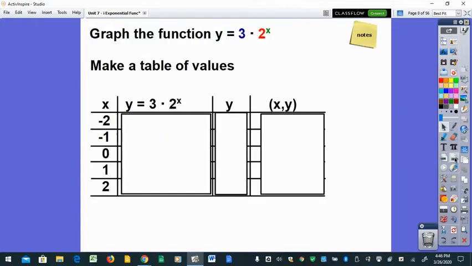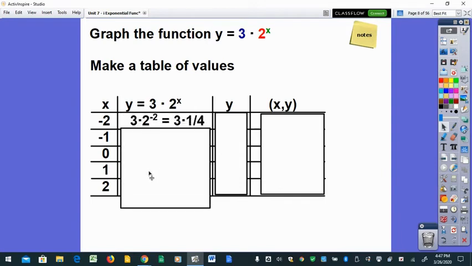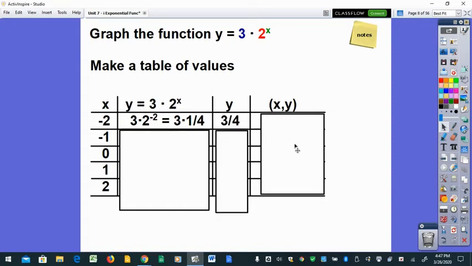Okay, so here's another one. We're going to graph this function. So notice I've got the 5 coming back over here. So I'm going to replace the x and substitute in a -2, a -1, a 0, a 1, and a 2. When I take the -2, remember that this negative exponent is going to drop that down to 1 over 2 to the +2, which is 1/4. We end up with 3/4 here, or 0.75.